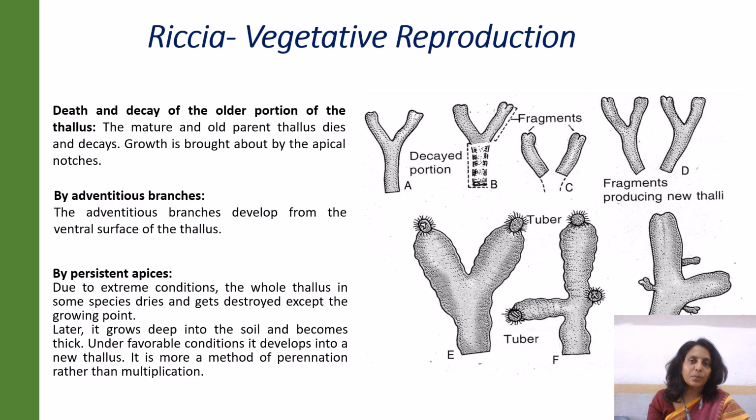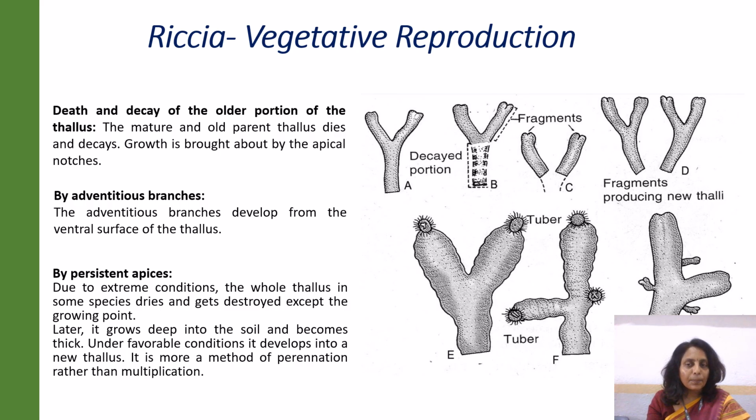Riccia reproduces both vegetatively as well as sexually. The vegetative reproduction is brought about in a number of ways. First, by death and decay of the older portion of the thallus, where the older and mature parent thallus dies and decays. Growth is brought about by the apical notches. Second, by adventitious branches. The adventitious branches develop from the ventral surface of the thallus.